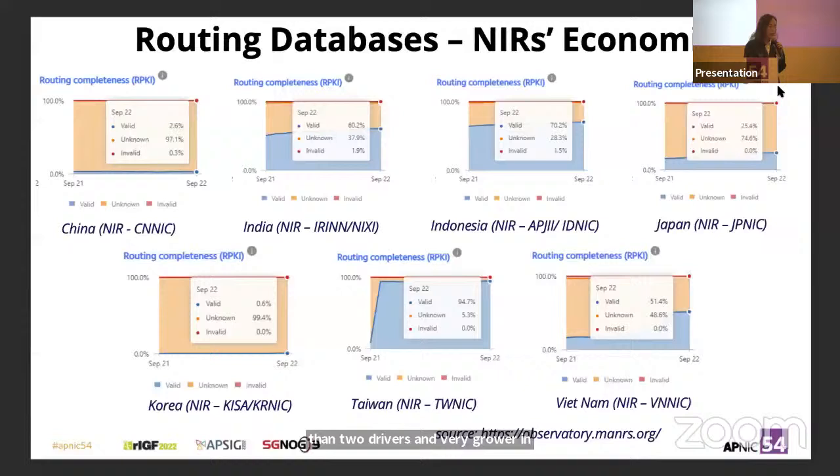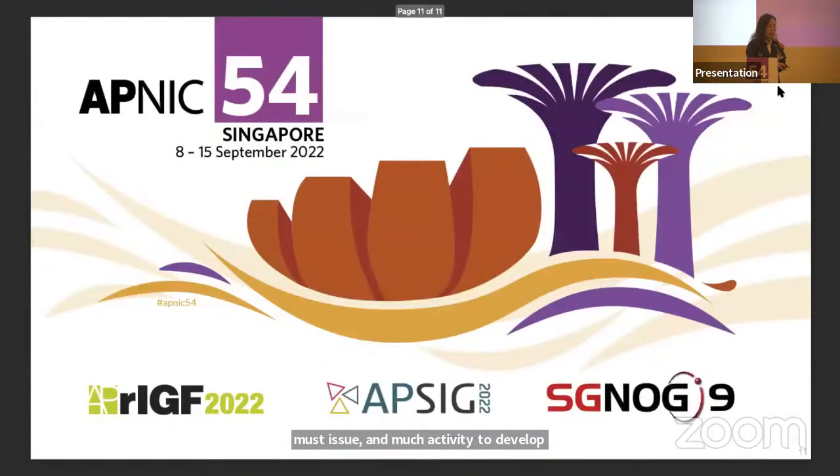In Korea, South Korea, the valid ROA is nearly 1%. In Taiwan, it's a good number, 94% valid ROA. And in Vietnam, the good number is 51%. I think the issues relating to delegation, IPv6, and RPKI are what I would like to share with you and compare among NIRs. So maybe we can know much more about what happened in the NIRs, and we have many issues and much activity to develop in your country. That's all. As you know, it's just the overview of what happened within NIRs.